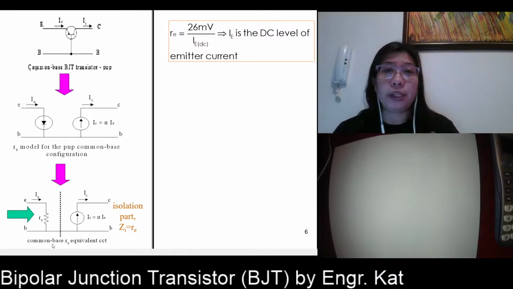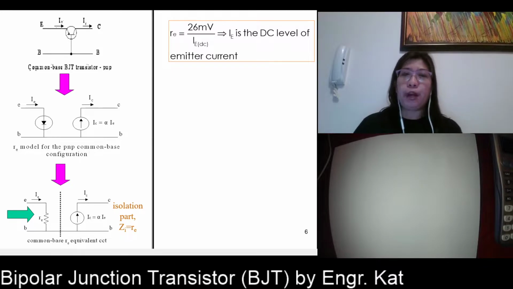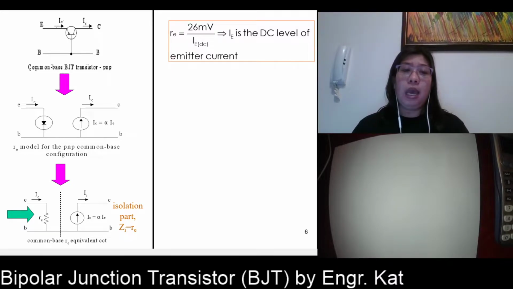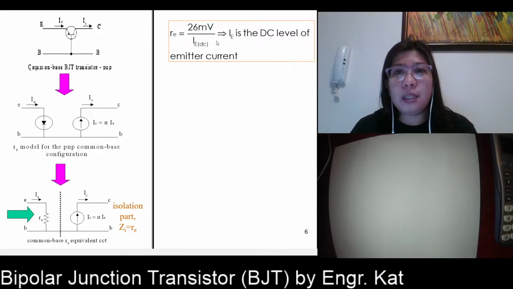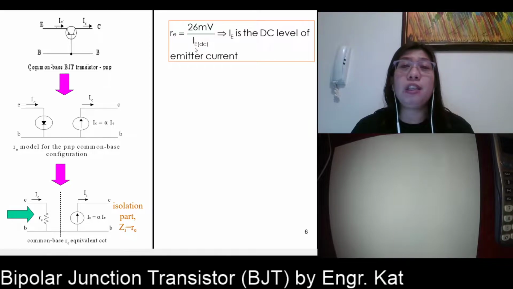Remember, we have four important parameters, and the first important parameter is the input impedance. Okay, as you can see here, can you notice any other impedances or resistance at the input side? All we see is your re. And what is re? re is equivalent to 26 millivolts divided by IE. Look at the subscript. It is written in capital letters. What do we mean by a capital letter? It means it is a DC value. Okay? So IE here is the DC level for your emitter current.